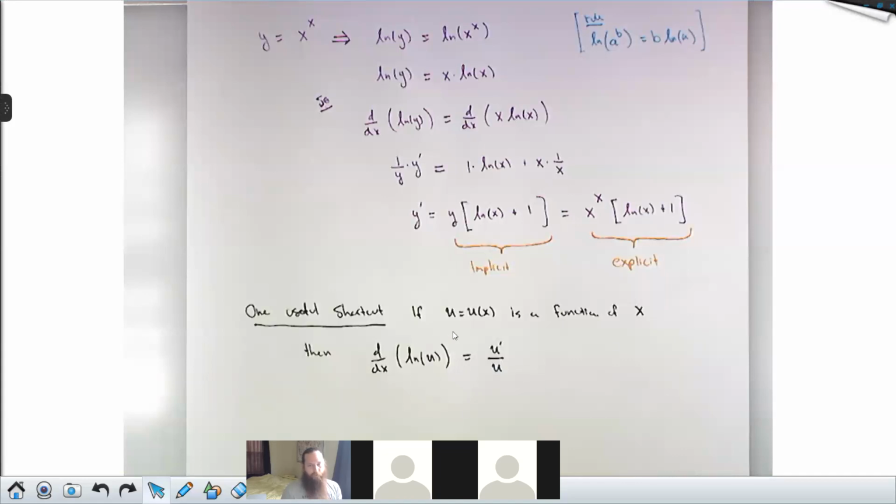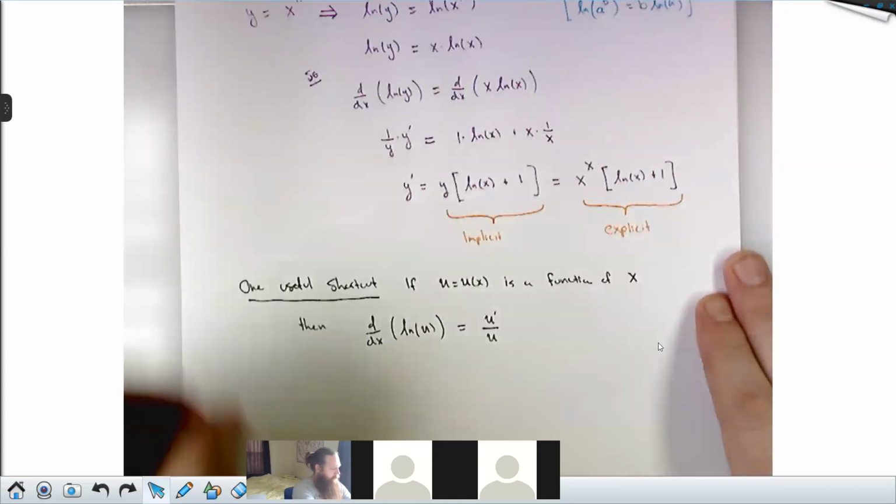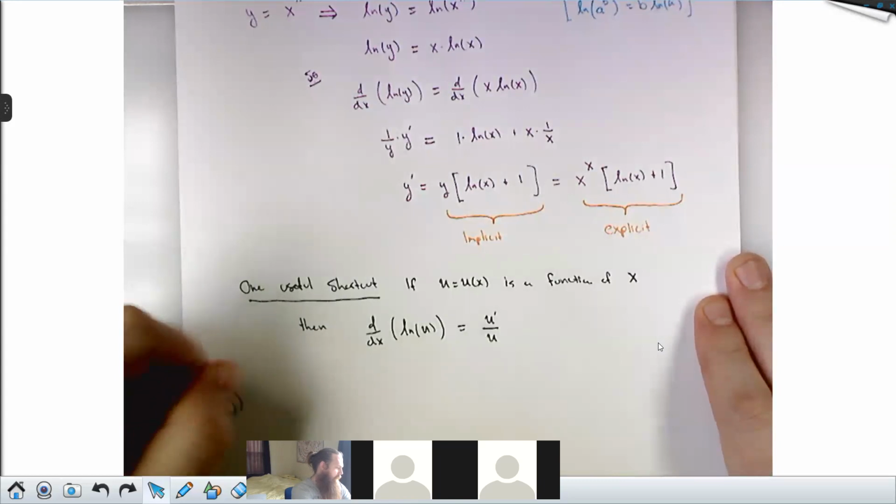And these things actually have a special name. This would be called the logarithmic derivative of u. You won't need that terminology, but if you decide to ever study analytic number theory, you'll see it. Okay, let's look at 1 or 2 more quick examples here.